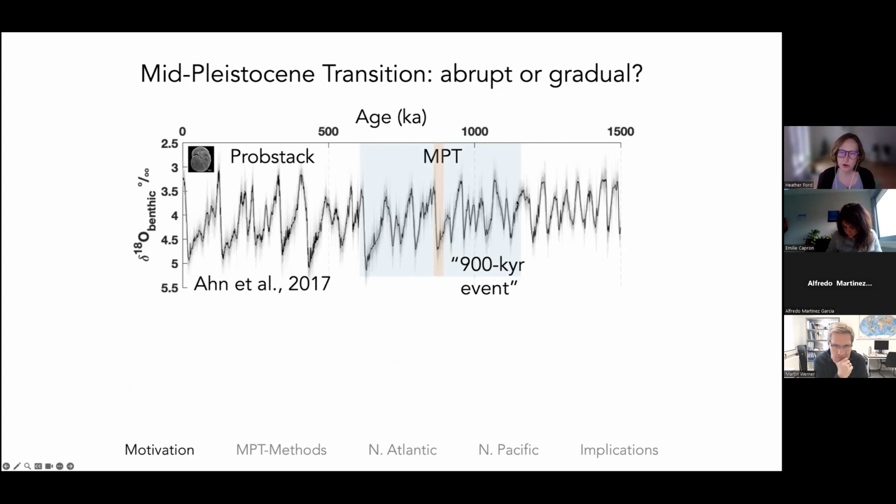And there are broader conversations about whether the mid-Pleistocene transition was abrupt or gradual. We can see some features in the benthic oxygen isotope where we seem to see an increase in the benthic oxygen isotope, which would imply that the transition was gradual. But we also have things like the 900 kiloyear event, or even marine isotope stage 16, which make us think that the mid-Pleistocene transition was more abrupt. And this is really important because it helps us identify some of the mechanisms that might have been important for the mid-Pleistocene transition.